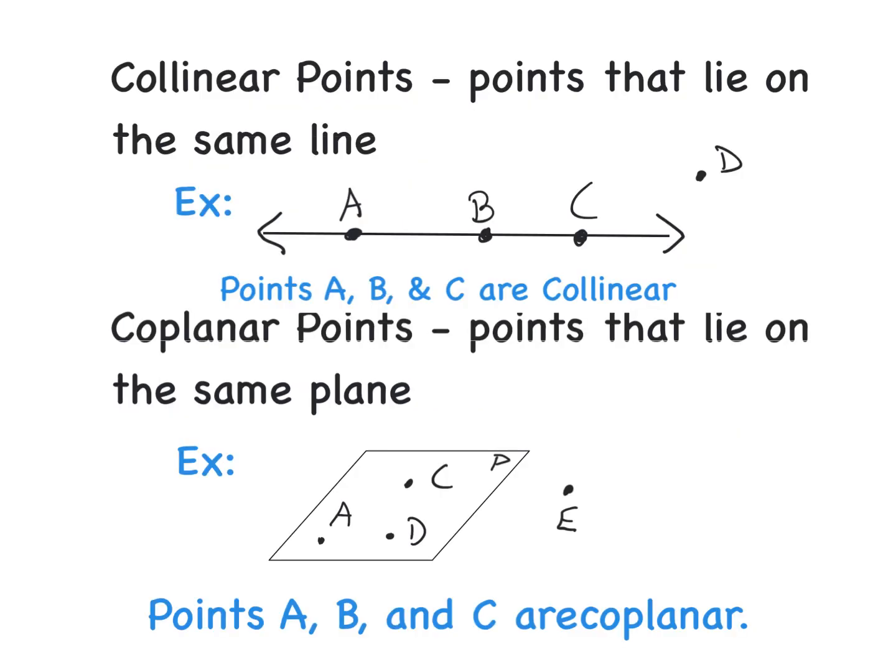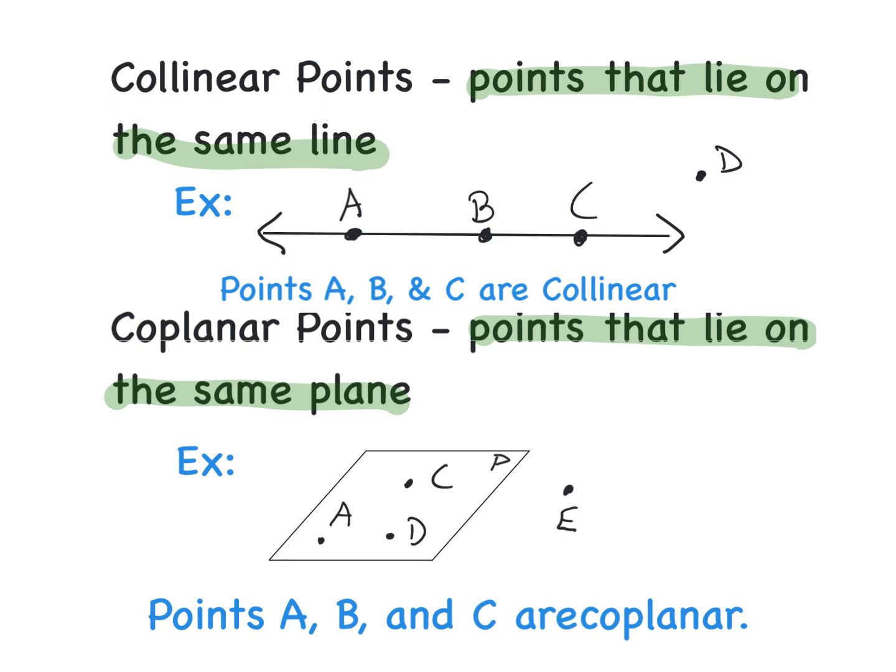So just write down the definitions here. We have points that lie on the same line, points that lie on the same plane. Your foldable should have the rest. All right, so the top one is called collinear points. Say the word collinear. Ready? Collinear.